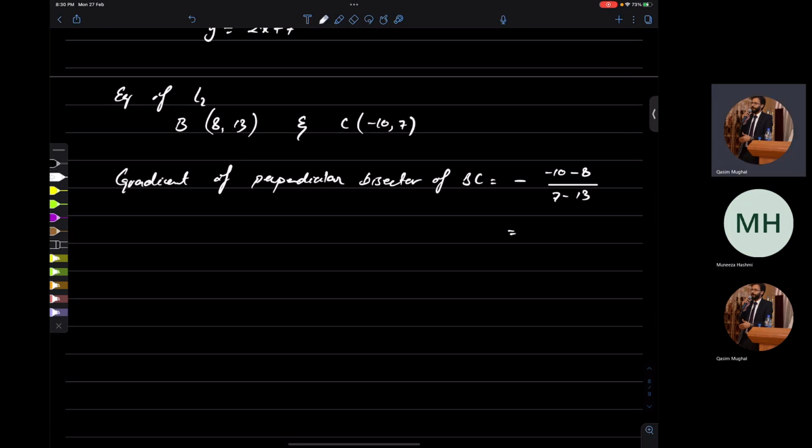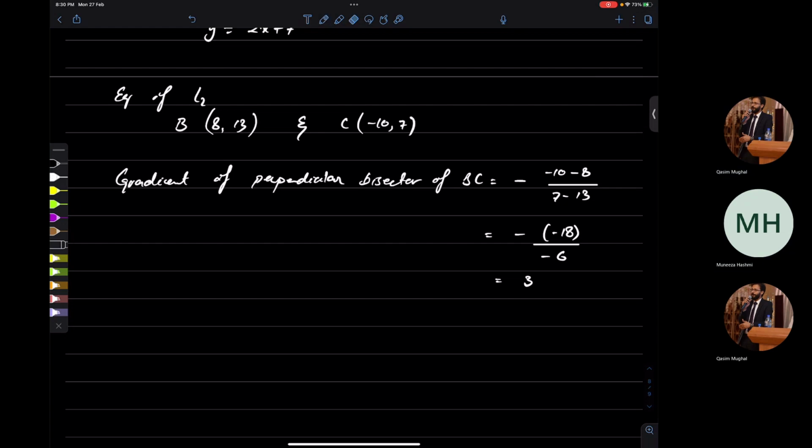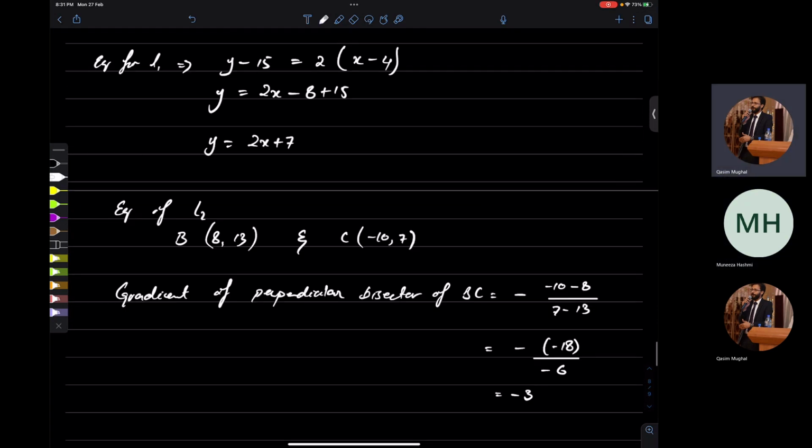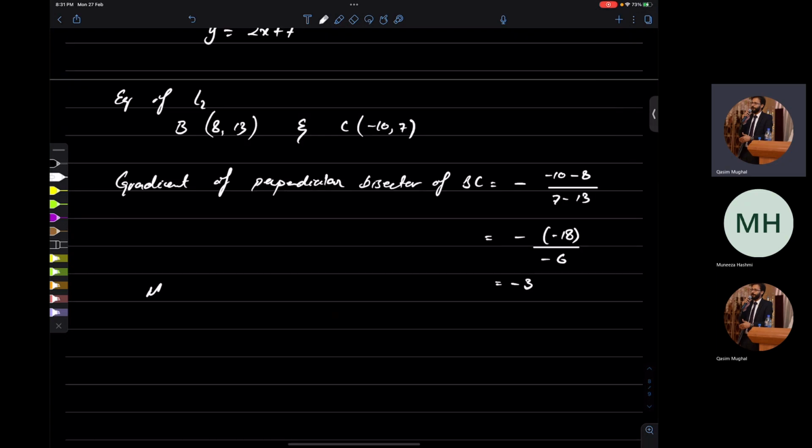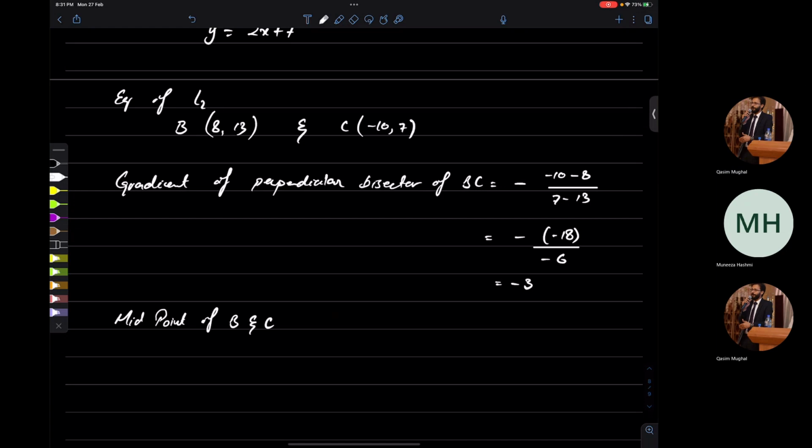Yes. All right, so that is going to leave you with negative -18 over -6, and this is going to give you -3 as an answer. Okay, yes, sir. So that's the gradient. Now we need the midpoint of B and C.